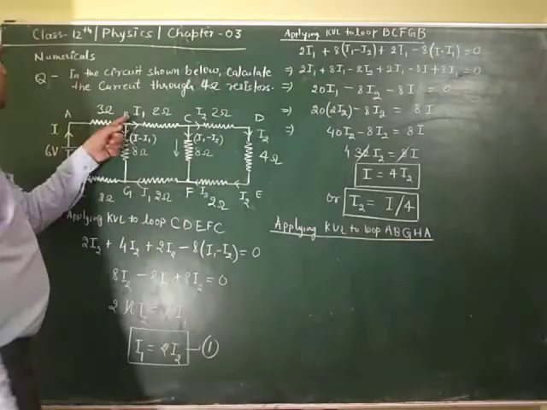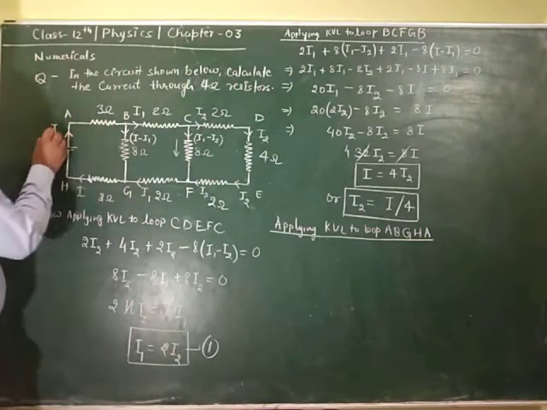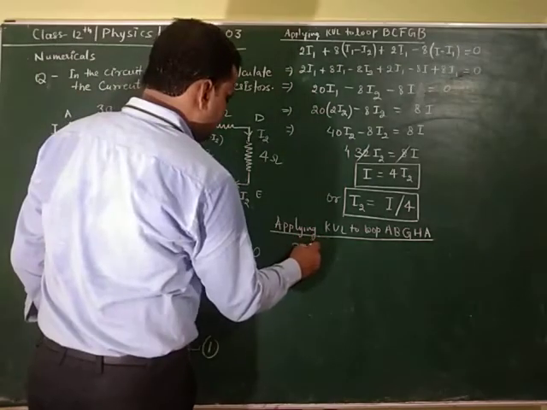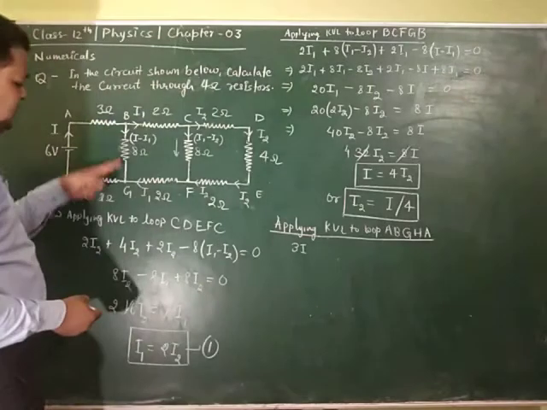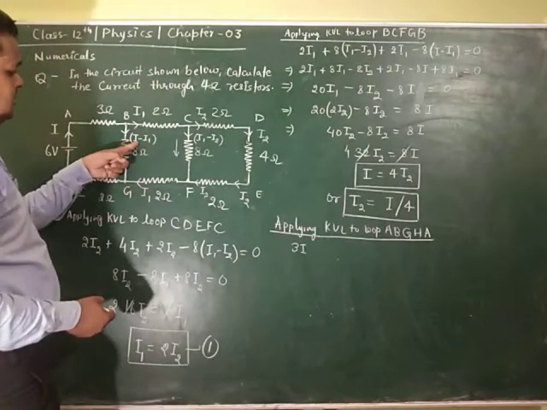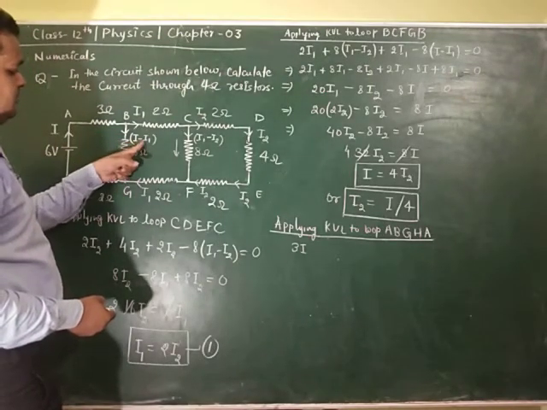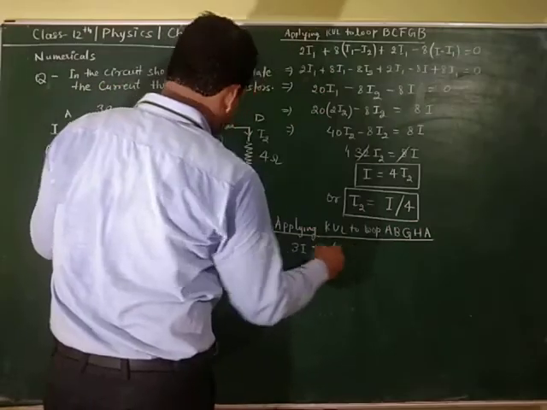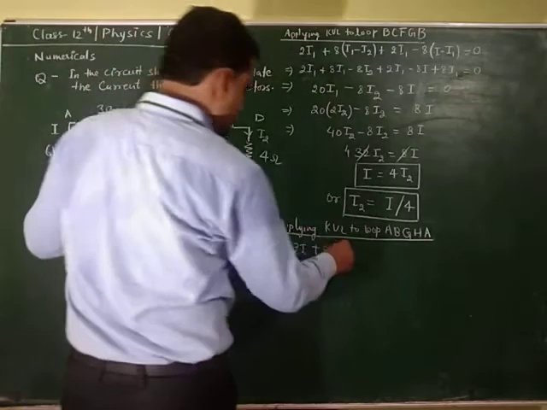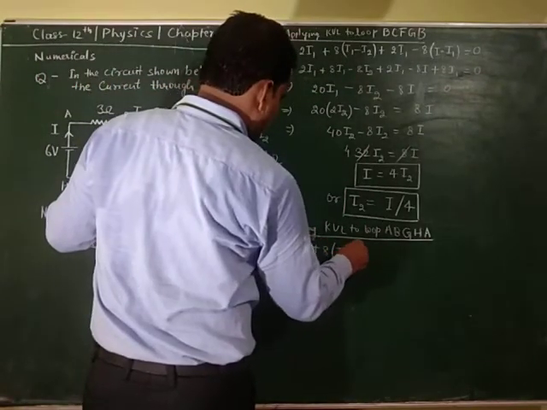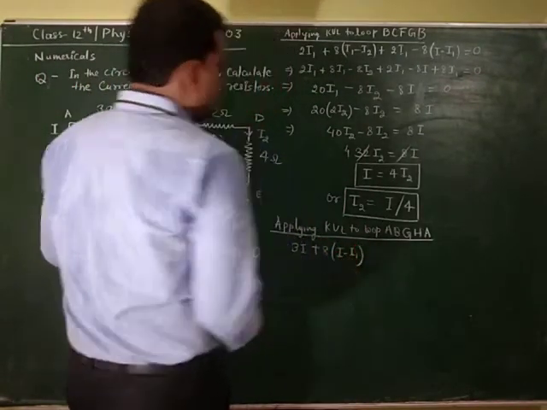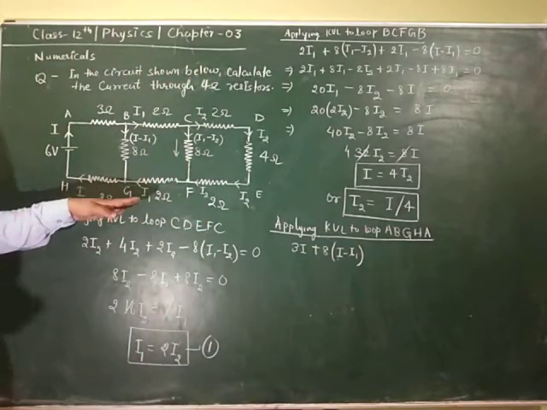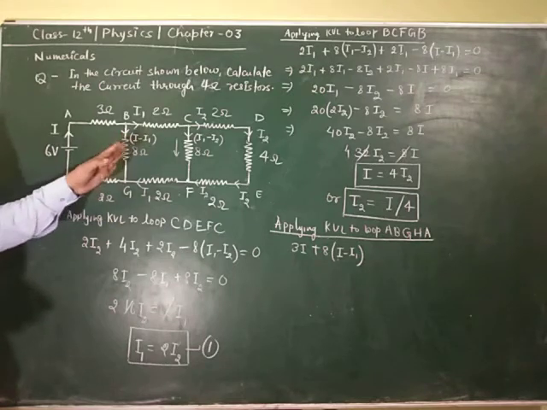So A to B, which current is going? I into 3, I will write 3I. Okay. Then B to G, which current? I minus I1 into 8. But this is positive because we are moving in the direction of current. So I minus I1. Here you can see sometimes I have taken the negative, sometimes I am taking positive because of the direction mainly.